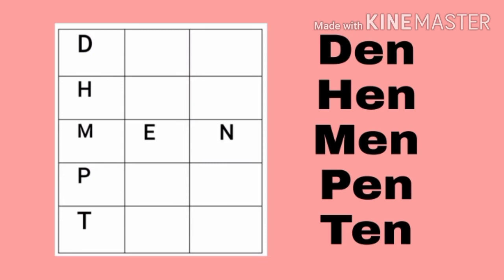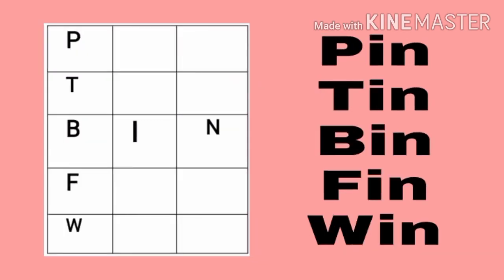So M-E-N, men. Then P's phonic sound is P. We have to add En. So student, P-E-N, pen. Last letter is T. We add En in T. So T-E-N, ten.